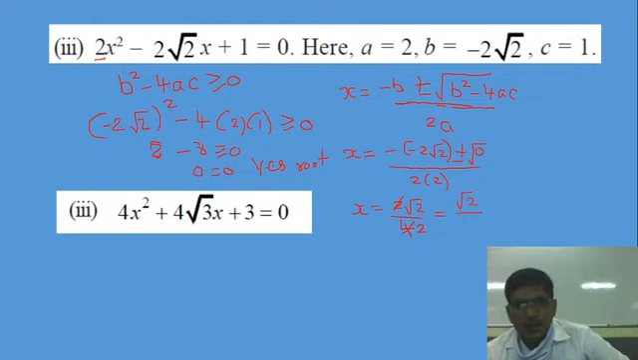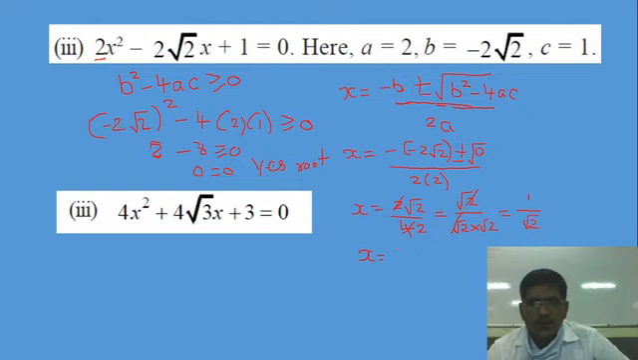but we have to write 2 times root 2. Why am I writing 2 times root 2? Because it can cancel easily. So 1 upon root 2. So x is equal to 1 upon root 2. I have to write it 2 times. Why? Because it is repeated.